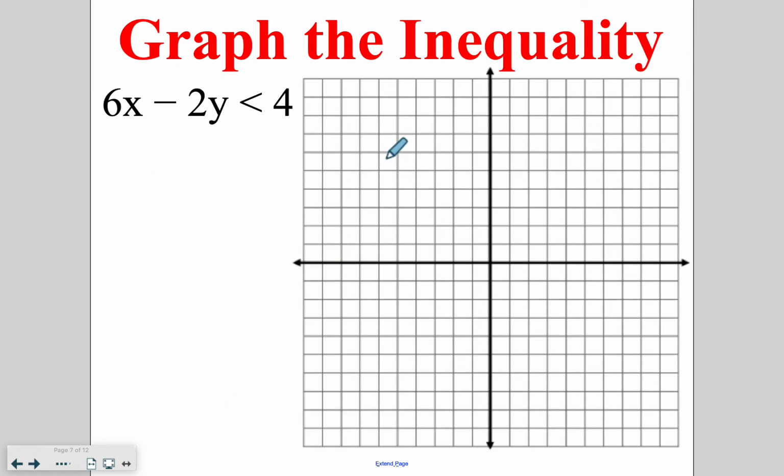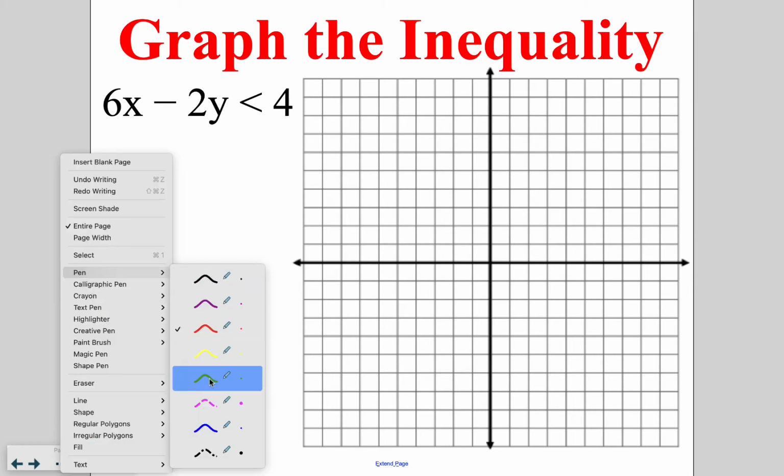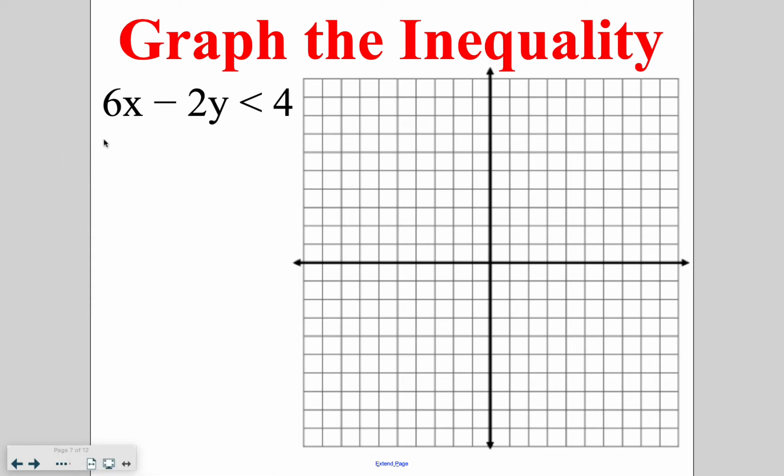Sometimes we need to rearrange in order to be able to graph. So we have to get the y value by itself. In order to do this, I'm going to get rid of my x's first because we need to get the x over on the other side. So my expression says negative 2y is less than negative 6x plus 4 because it was a positive 4 to start.